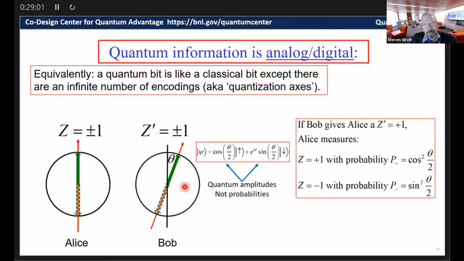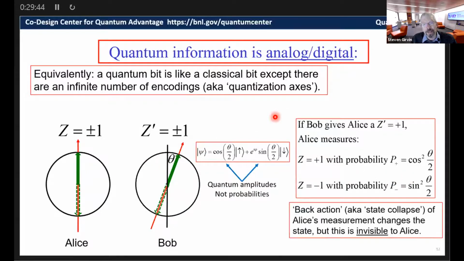So let's see, I guess I'm doing it the other way around here. If Bob prepares z prime as +1 and hands it to Alice, Alice is going to see a superposition of her up and down basis states, and she'll measure z as +1 with probability cosine squared theta over 2, where that's the tilt angle, and z is -1 with probability sine squared theta over 2. So some randomness has suddenly entered the problem. Everything is continuous and smooth and nice here, and yet if Bob and Alice's axes are not aligned, randomness appears.